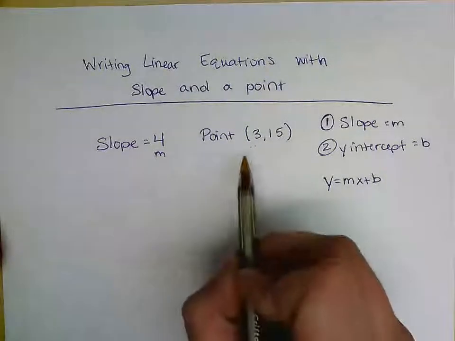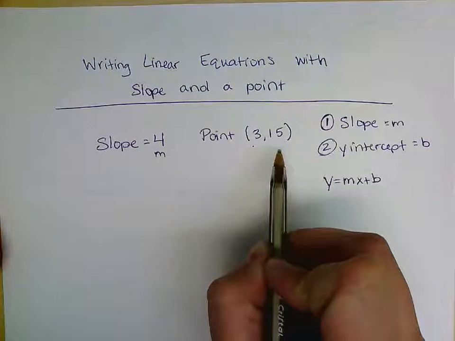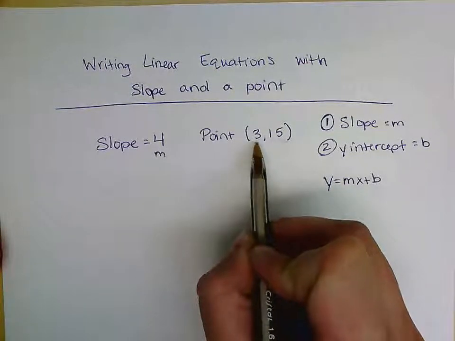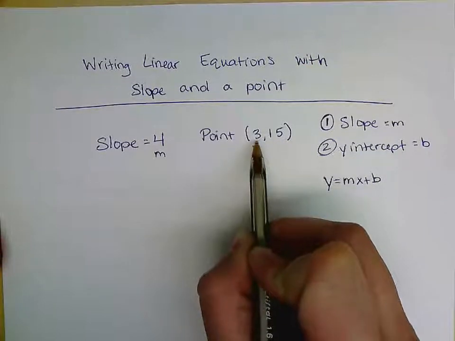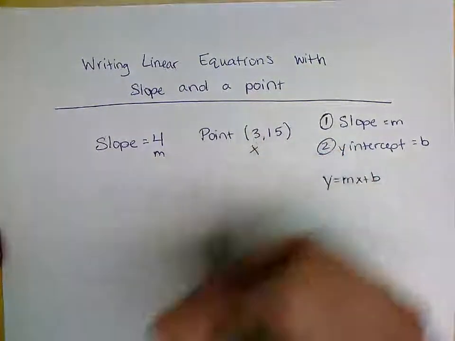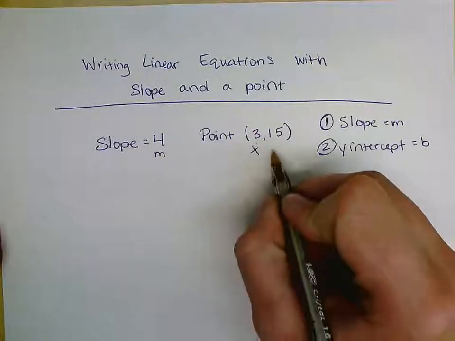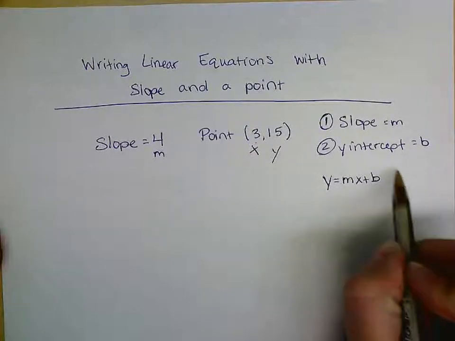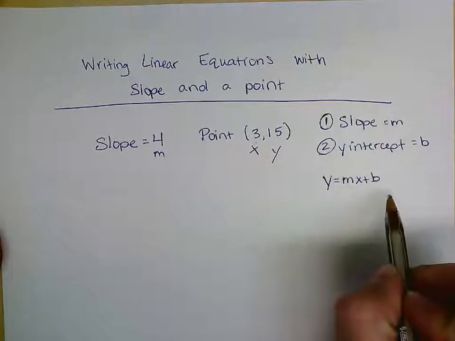So the other thing we have been given is this point, which is going to help us figure out what our y-intercept is. In this point, it's an xy coordinate pair, so that means that 3 is an x value, and this 15 is a y value. So now that we know those, we can look at this equation and use this to help us figure out what b should be.